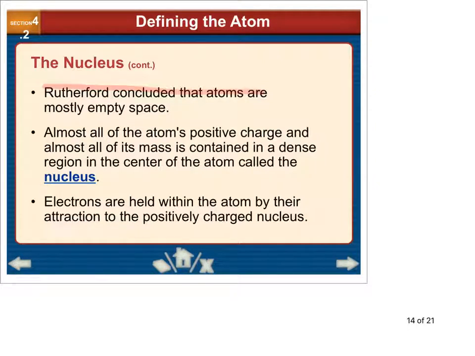So with this, he concluded the atoms were mostly empty space, and almost all of the atom's positive charge and almost all of its mass contained a dense region called the nucleus. So Rutherford figured out there was a nucleus in the atom. So keep those two together. And electrons are held within their atom by their attraction to the positively charged nucleus. Got that positive negative attraction on.